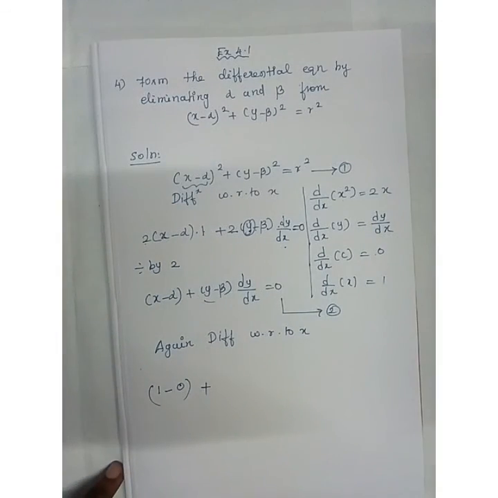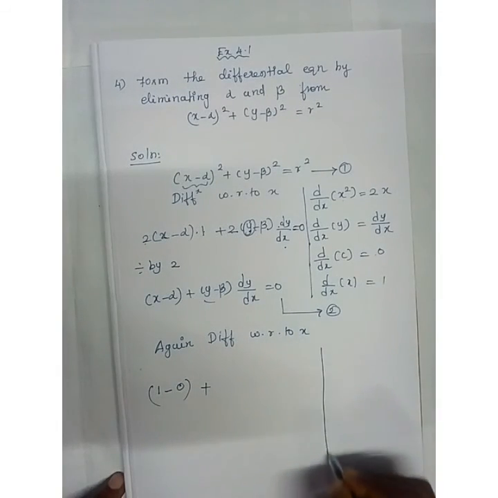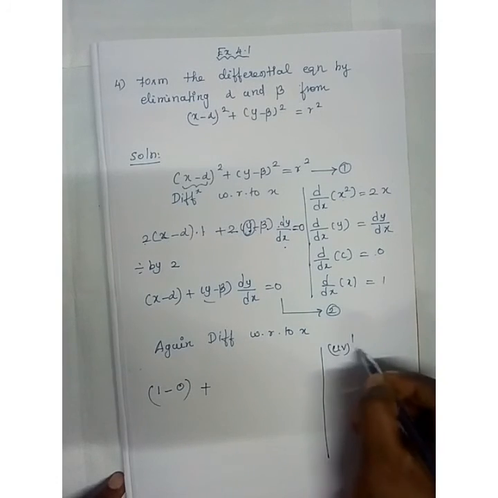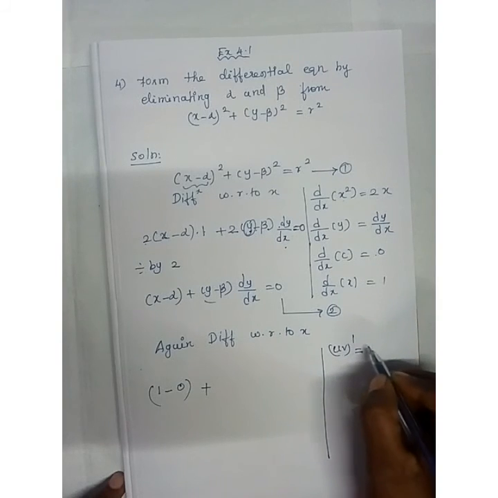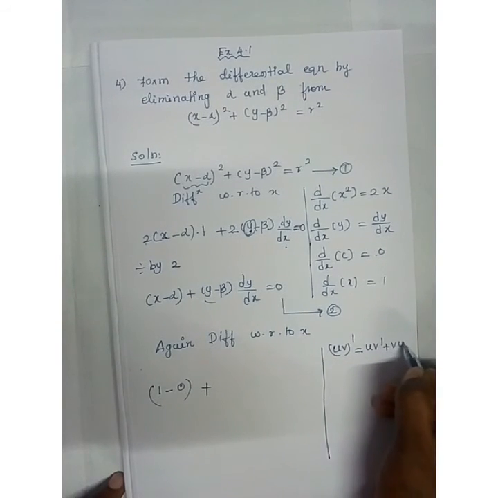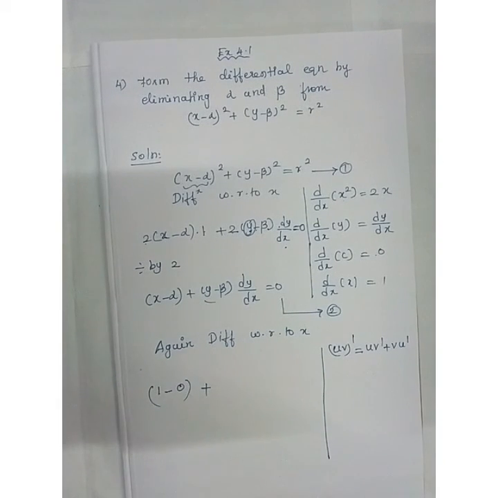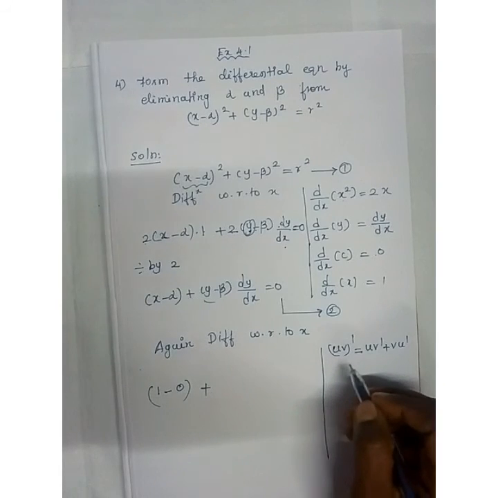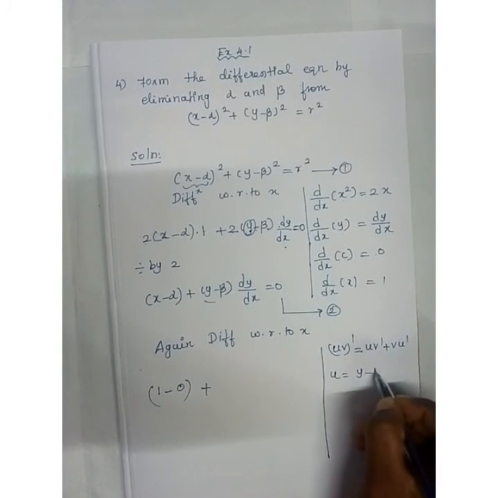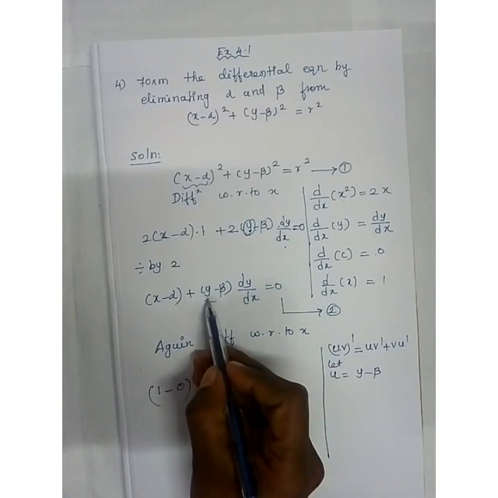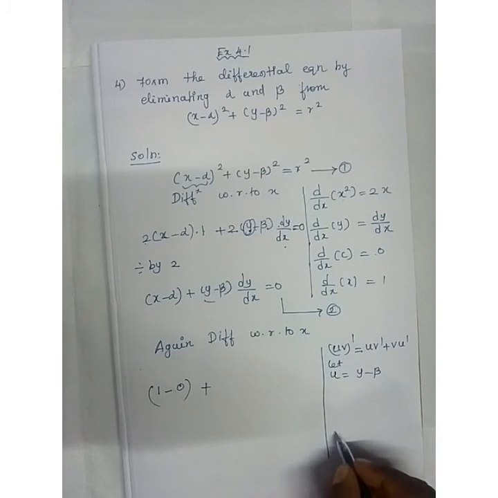This one is also a differentiation term. Both are differential terms, so we can use the uv whole dash product formula. That is, (uv) dash is equal to u v dash plus v u dash. Dash is nothing but the first derivative; first differentiation is called dash, that is u dash, v dash. So here, let u equal y minus beta, and v equal dy by dx.